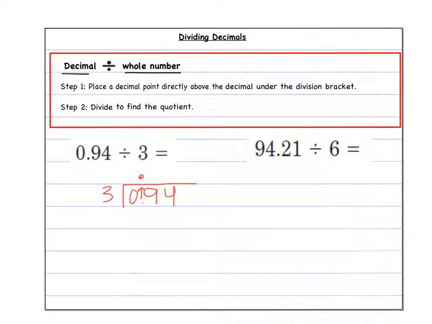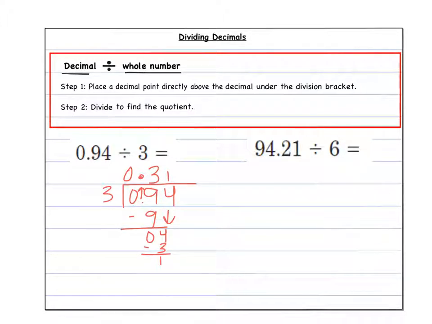So 3 can't go into 0, so I fill it in with a 0. 3 goes into 9 3 times. Multiply. 3 times 3 is 9. Do your subtraction. Bring down your next number. 3 goes into 4 one time. 1 times 3 is 3. Do your subtraction. 4 minus 3 is 1.